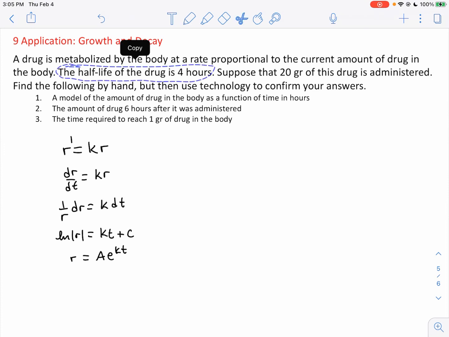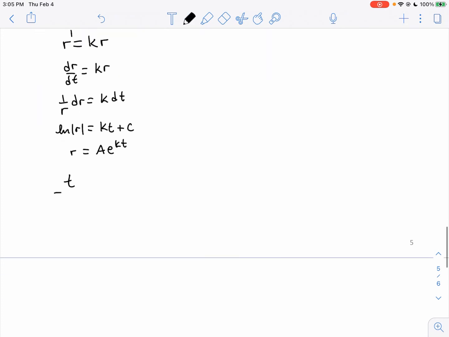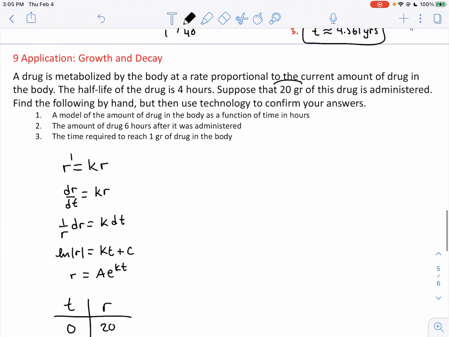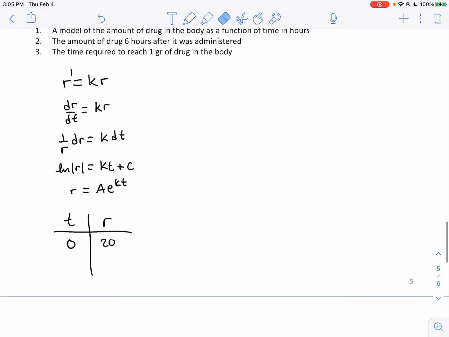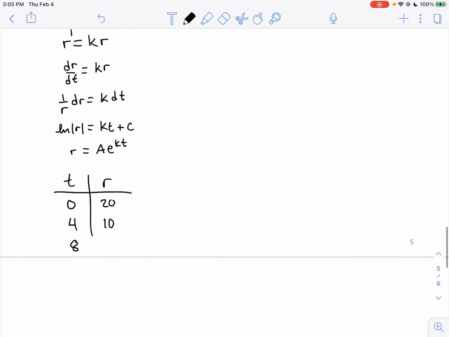Now the next bit of data is that the half-life of the drug is 4 hours, and suppose 20 grams was administered. Now a half-life means it's the amount of time it takes for half of the amount to remain. So when I say the half-life is 4 hours, let's do time and amount of drug. At time 0, we had 20 grams administered, and the half-life is 4 hours. That means at the 4-hour mark, this will be cut down by half, which means at the 8-hour mark, it'll be down to 5, right? You just keep cutting in half every 4 hours. That's what it means to have a half-life of 4 hours.